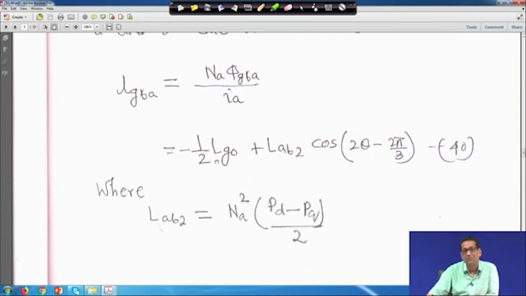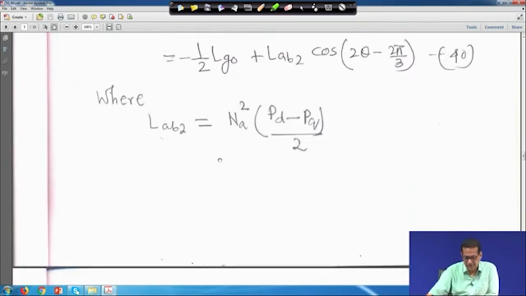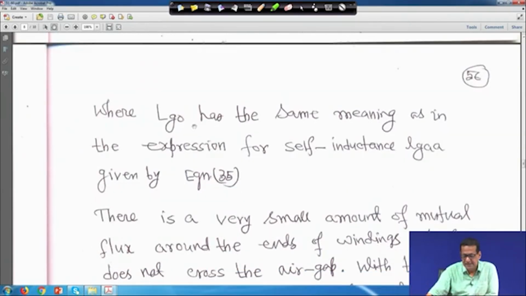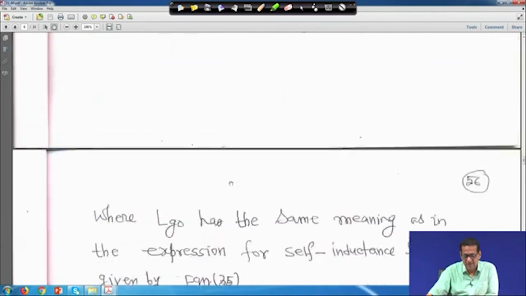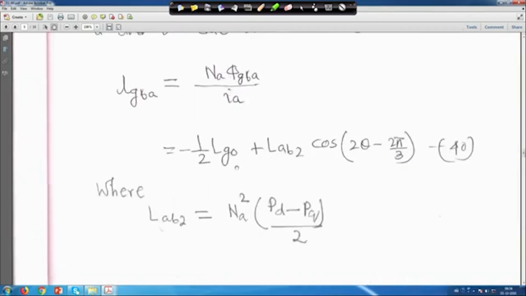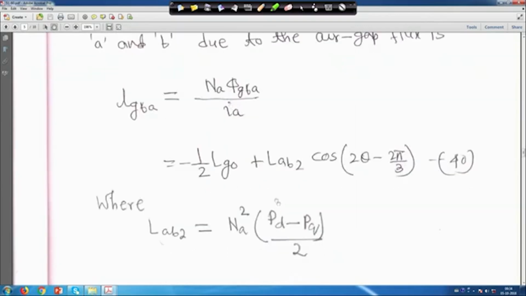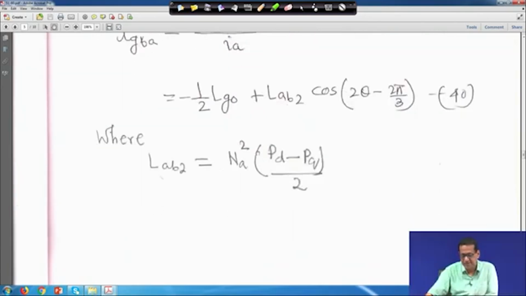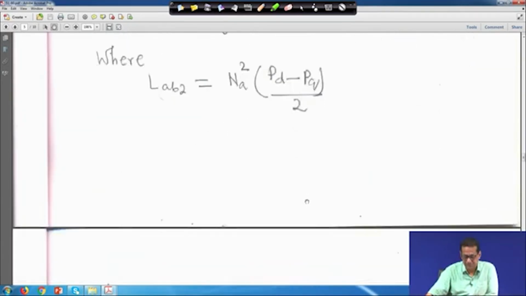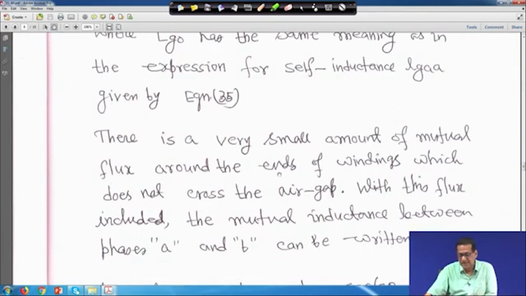And L G 0 has the same meaning as in the expression for self inductance L G A given by equation 35. So whatever L G 0 is there in equation 35, it has the same meaning. Just put it and simplify and get it in this form. So L A B 2 will be N square into (P D minus P Q) by 2. There is also a very small amount of mutual flux around the ends of windings which does not cross the air gap, that we discussed earlier also.